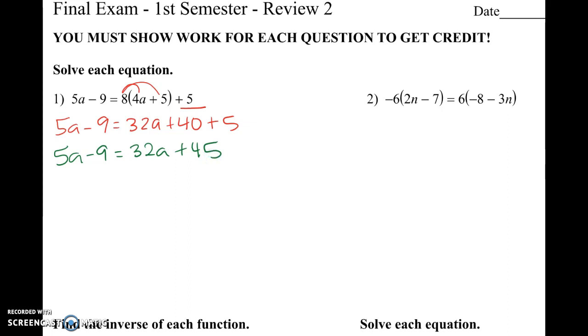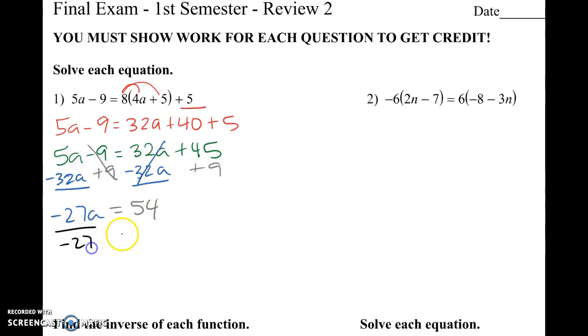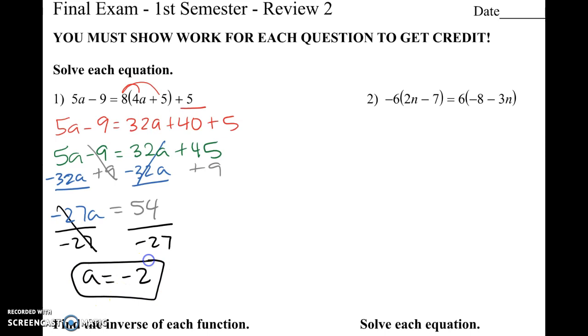Now I want to get the variables to one side and the constants to the other side. So I'm going to subtract this 32a to this side, and I'm going to get negative 27a, and I'm going to add 9 to both sides, and I'm going to get 54. So if I'm solving for a, I'm going to divide by negative 27, and I get a equals negative 2.